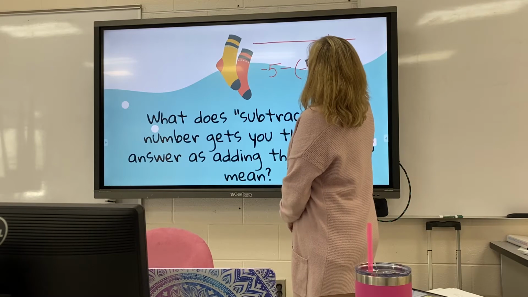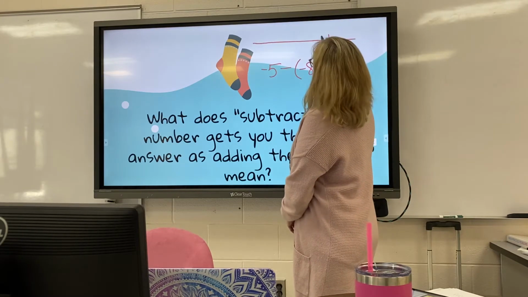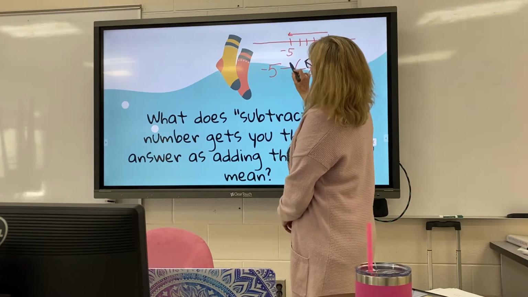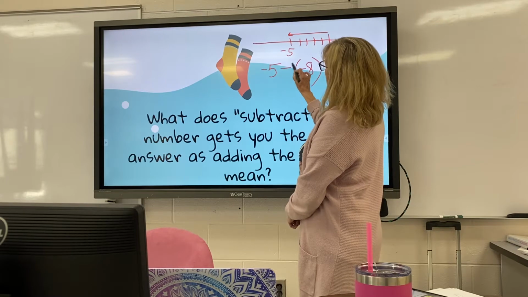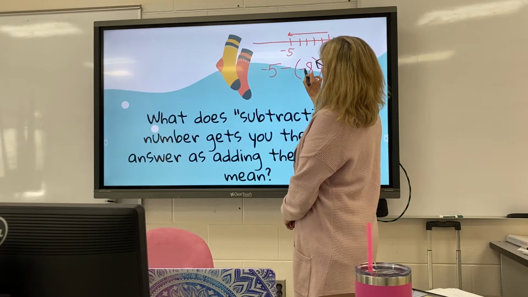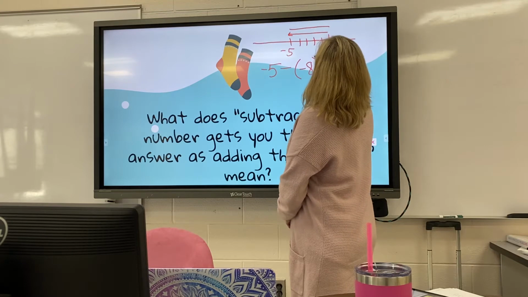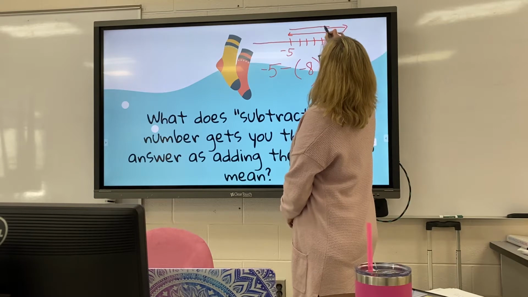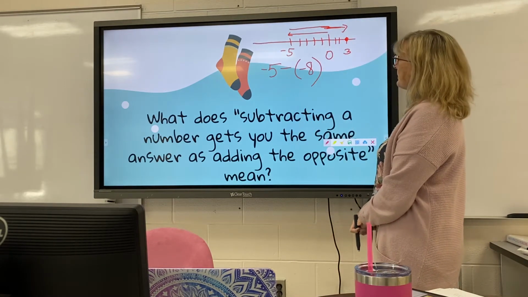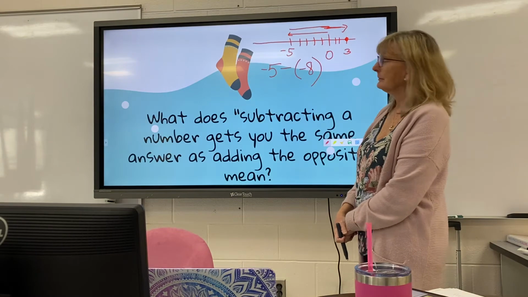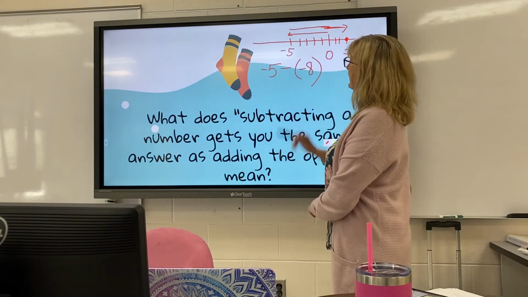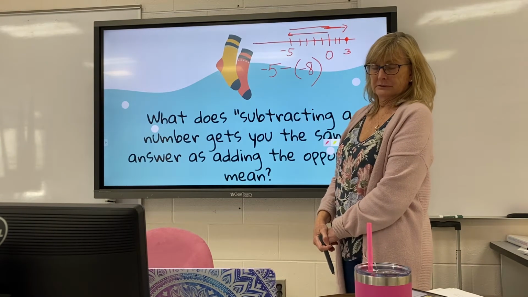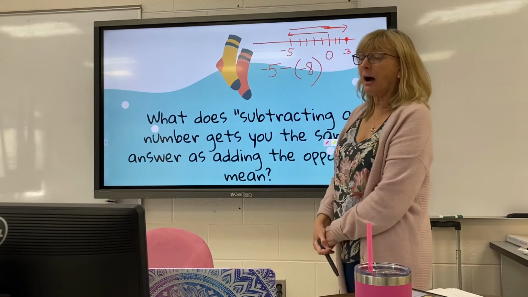Here's 0. I'm going to go -5. 1, 2, 3, 4, 5. Then that turns me around to go left. This turns me around to go right. So I'm actually going right 8. And I end up here at 3. So how did this turn into an addition problem? What did I add to -5 to get 3? 8. I added a +8.